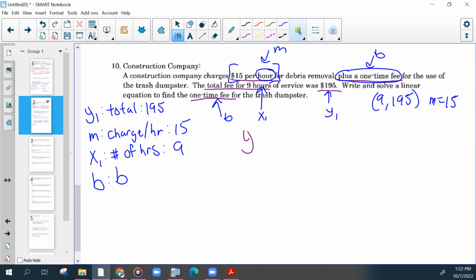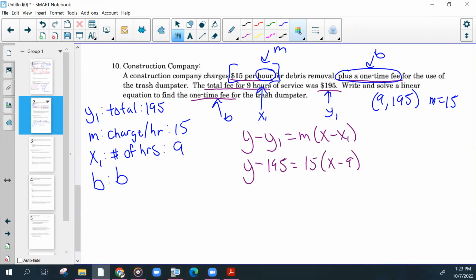So let me write that first. y minus y1 equals m times x minus x1. y would stay just the variable. Our y1 is 195. Our slope is 15. And then x minus our x1 is 9. And then we would go from there and start to distribute and solve.